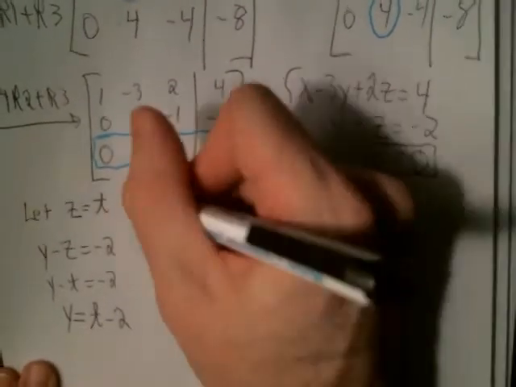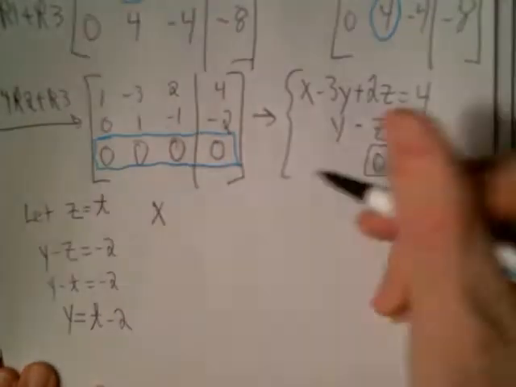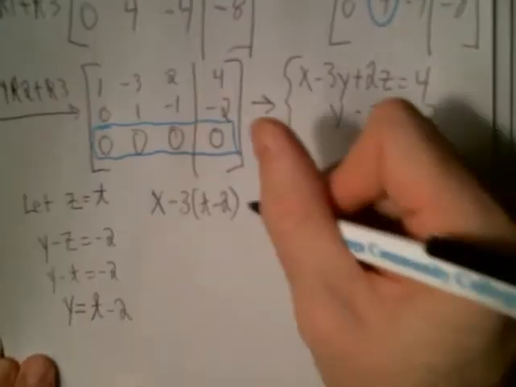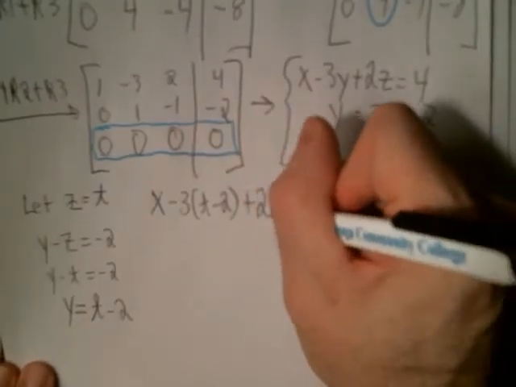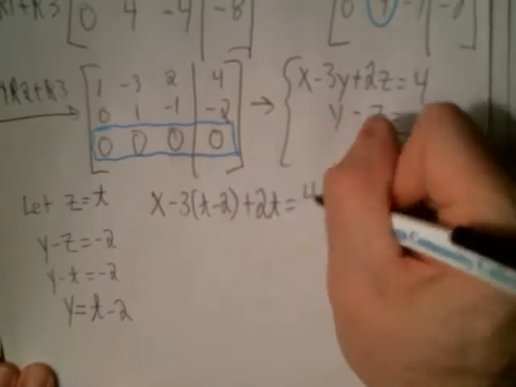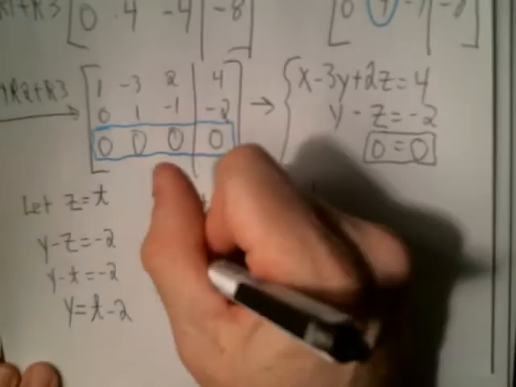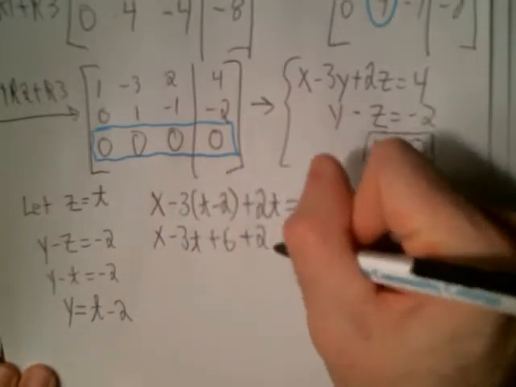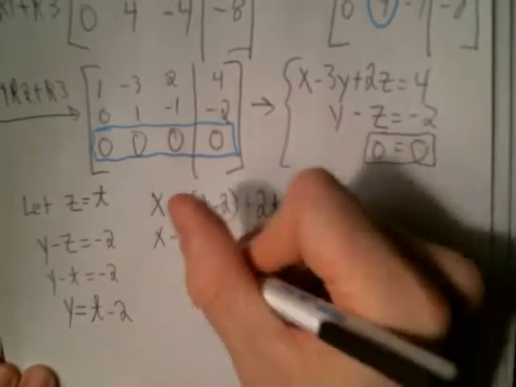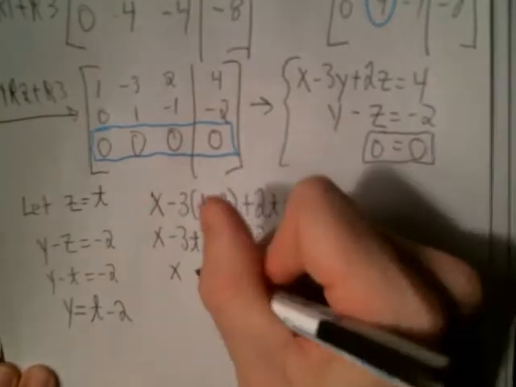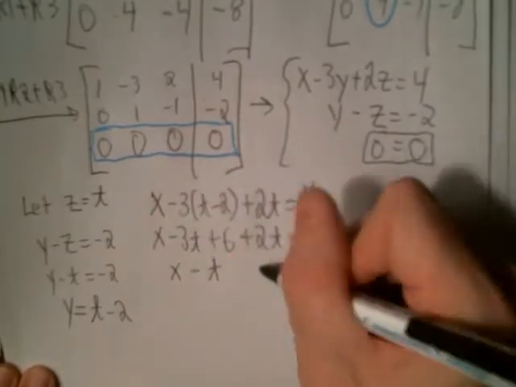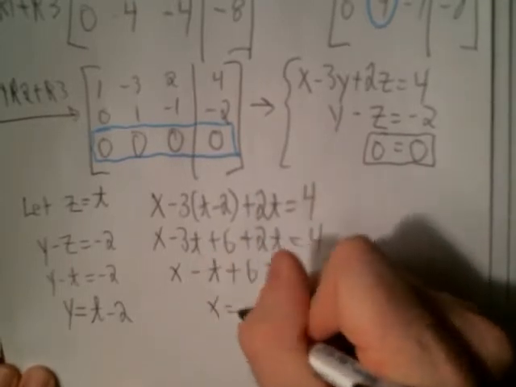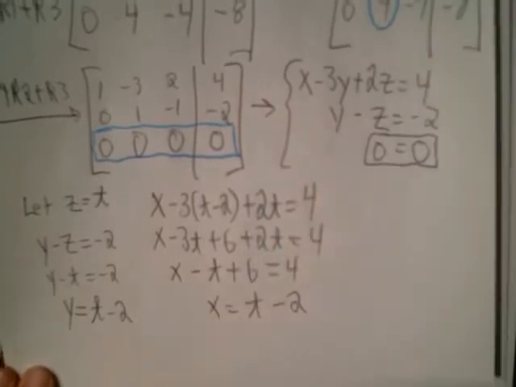Okay, so over here then we have x minus 3 times y, which is now t minus 2, plus 2 times z, which is t, equals 4. Okay. So we'll have x minus 3t plus 6 plus 2t equals 4. And then we have x minus t plus 6 equals 4. And so x equals t minus 2.